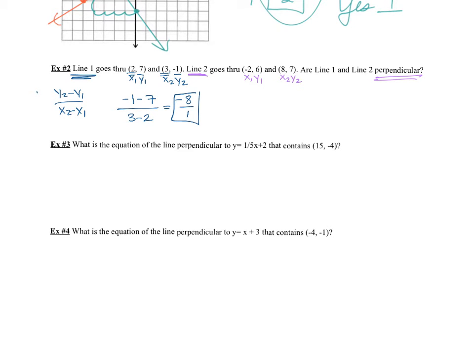Okay, so that's one of my slopes. And then we do the same thing with the other slope. 7 minus 6 over 8 minus -2. So that is 1 over 10. Okay, and if you look at these two, they are opposites, but they are not reciprocals. So you have an 8 on top and a 10 on bottom. So are they perpendicular? Your answer would be no, because they're not opposite reciprocals.